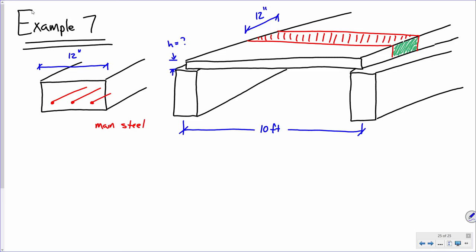Okay? Now, we've got a couple dimensions here. The total height of the beam is H, right? But from here, this is D, right? And how are we going to calculate D? We take H and we subtract. What's our cover? 3/4 of an inch. So we'll just keep it simple and assume 3/4 of an inch for the purposes of what we're doing. All right?